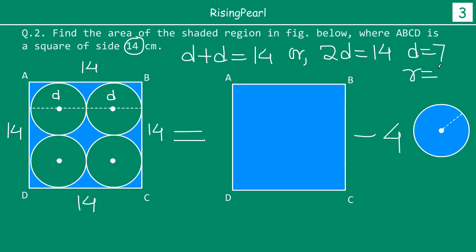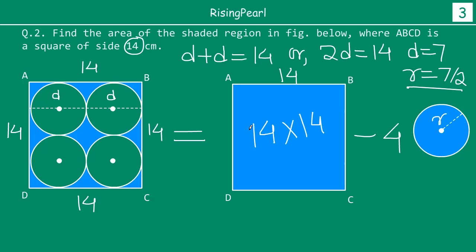So the radius will be equal to 7 by 2. The reason this is important is because I need to find out the area of the square and the circles. I know that the area of a square is 14 times 14 because each side is 14. That we can easily find out. But for the circles we need to find out the radius. And the clue for this is given right over here: the circles are touching each other and the outer edges of the circles are touching the square. So that means this length D plus D should be equal to 14. And this condition gives us the radius 7 by 2.